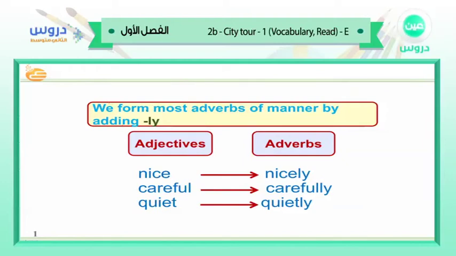Okay? We form most adverbs of manner by adding L-Y. Adjective: nice. Adverb: nicely. This is the L-Y. Careful, we add L-Y: carefully. Quiet, quietly. Okay, easy. Nice: adjective, describes the noun. Nice house. Nice book. Careful. Quiet. And the adverbs: nicely, carefully, quietly. Okay?